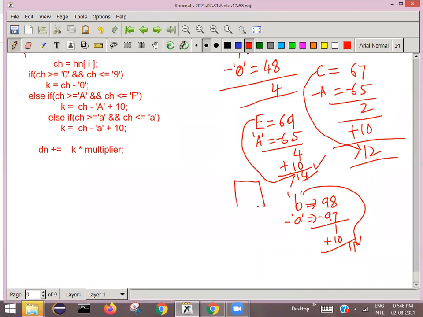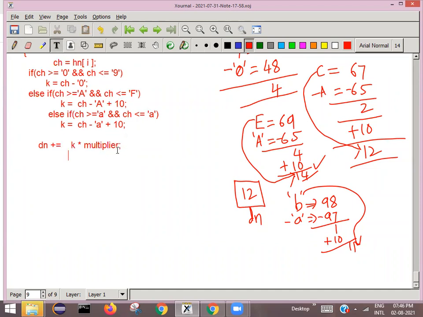So dn now stores a 12. Okay, so afterwards, what do you need to do? You need to change the multiplier. Yes or no? So now you say multiplier star is equal to 16. That means every time you multiply with 16.